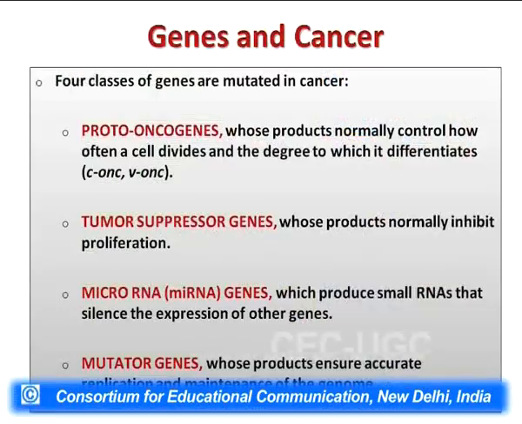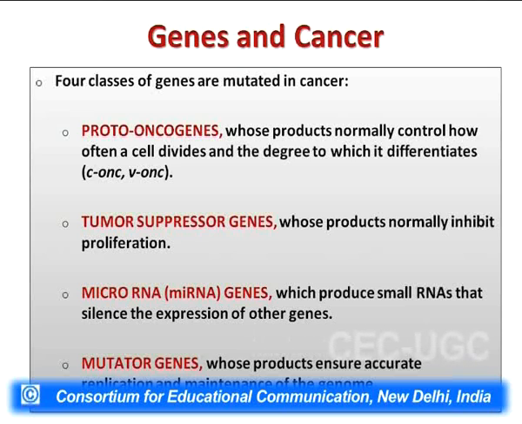Now, it has mainly been found that there are certain genes which, when mutated in the body, cause cancer. The genes have been divided into 4 major categories. The first one is called the proto-oncogene. The second one is called the tumor suppressor gene. The third one is called the microRNA gene. The fourth one is called the mutator gene, of which the first 2 are the most important and have been found frequently mutated in most cancer cell types.